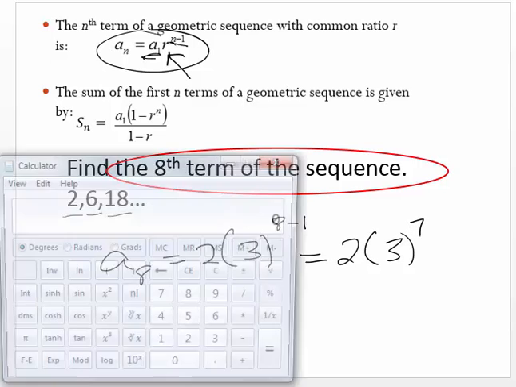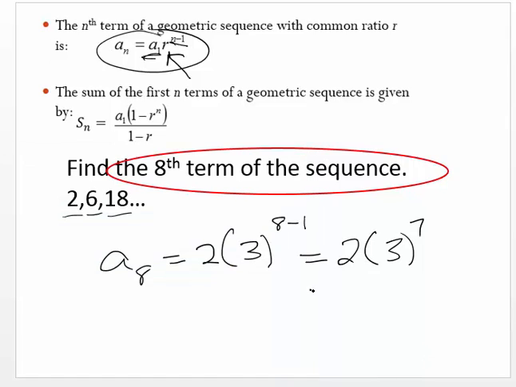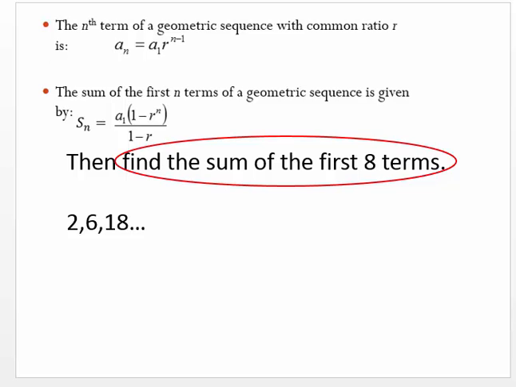So I simply grab my calculator, and I go 2 times 3 to the power of 7. And that gives me 4,374. Time's running out on me, guys, so I'm going to get to this last one right here.